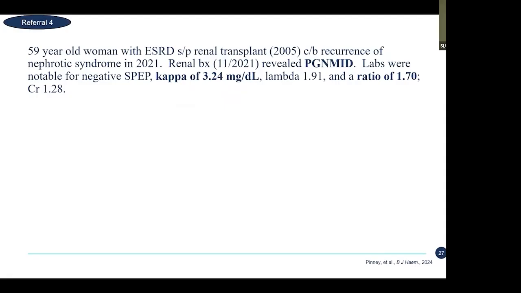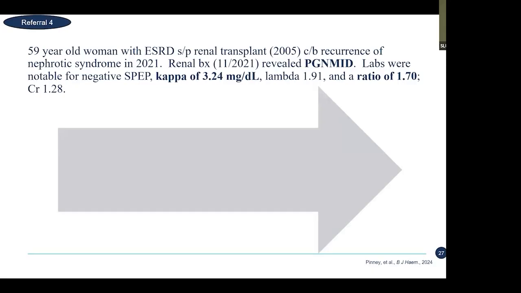And then moving on to the last referral, which is the case that Dr. Malik had talked about to begin with, when we have someone that already has a diagnosis of MGRS. So this person had PGN-MID. Notably, the SPEP was negative, and although the kappa was mildly elevated with a mildly abnormal ratio, this is not actually abnormal if we think about the renal reference range. Again, the free light chains get cleared by the kidneys, and kidney impairment affects kappa more than lambda, so this ratio is actually considered normal in that setting.